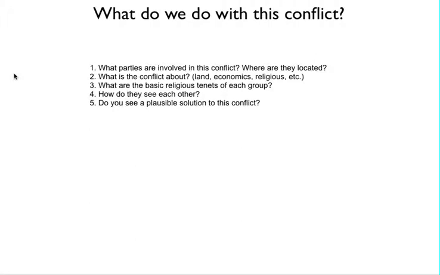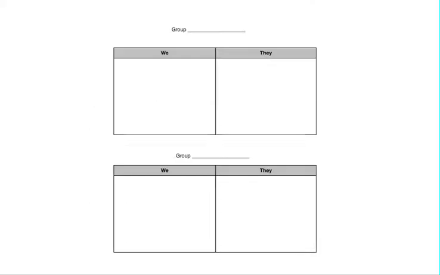And finally, number 5, the big question: how do you see a plausible solution to this conflict? Now, I'm not expecting you to necessarily solve this global conflict because some of the greatest minds in diplomacy are incapable of solving this. But do you see a plausible solution to this conflict? And it's okay if you stumble and you really struggle with this. We've been struggling for generations with some of these conflicts.